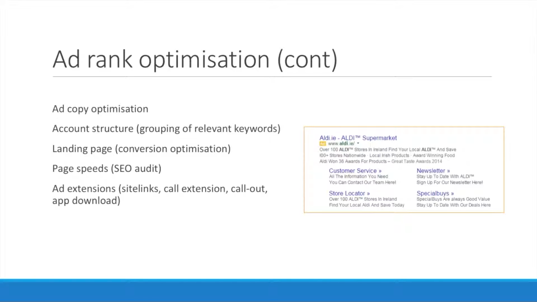Lastly, ad extensions. We can embed our ads with various site links, call extensions, callouts, or even app downloads. Like on the picture on the right, where Aldi, as a good example, used site links to direct people directly onto subpages of their domain. These were just a few examples of what PPC success means.